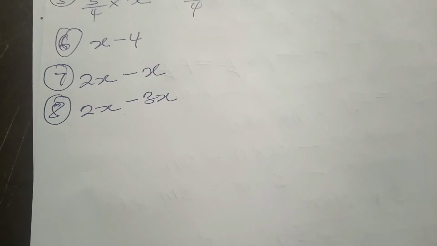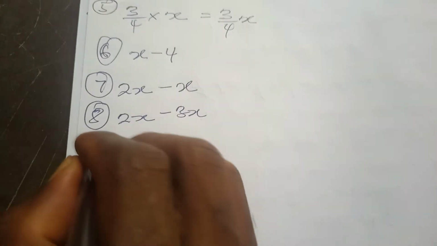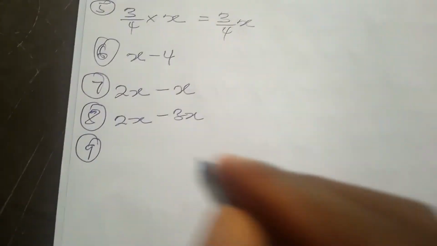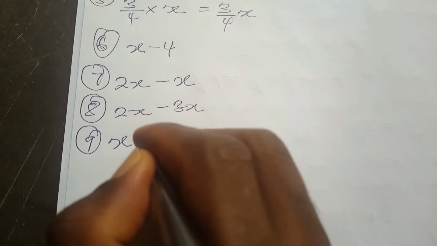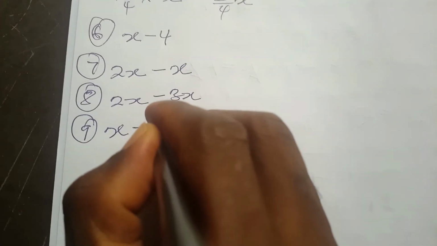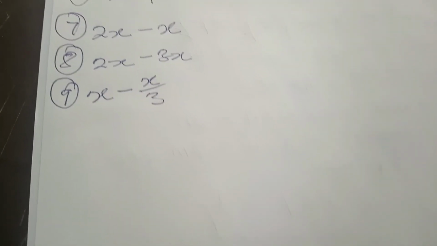1/3 of x less than x. What is that going to give us? That is going to be x minus x over 3, because this is 1/3 of x, then less than x.